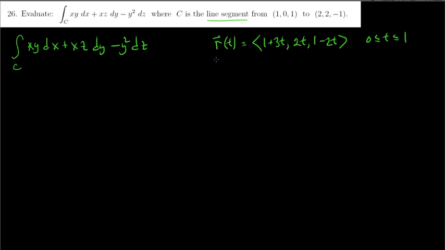Right? Again, I did that fast, but you just use your initial point and your final point here. 1, 0, 1 for your initial point, 2, 2, negative 1 for your final point. And yeah, so dr is just 3, 2, negative 2. So that's our direction vector, if you like. So I'm not going to check if this is conservative. I'm just going to do it directly, I think. I don't know if it's conservative or not.